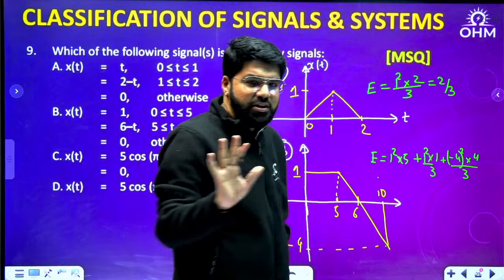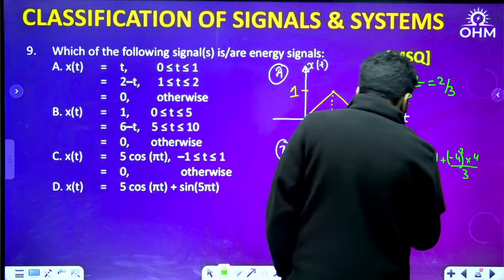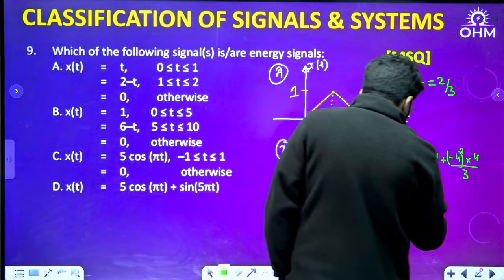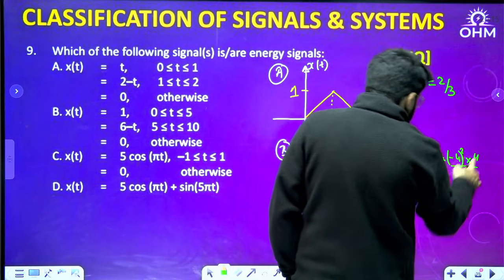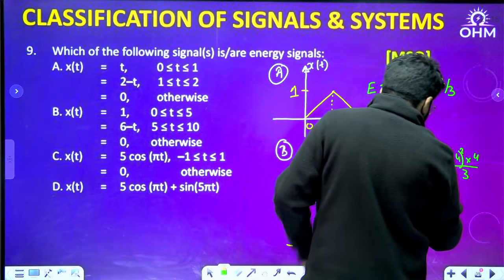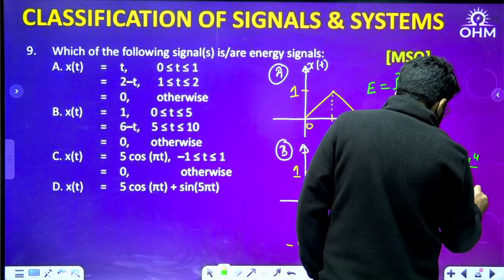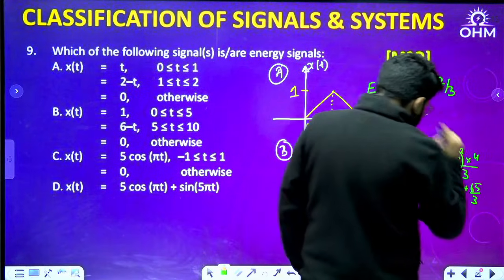Anyway, it is finite energy, but how much is that finite energy? I'm just trying to calculate. 5 plus 1 by 3, plus 4 square into 4, which is 4 cube, 64 by 3. So the answer is 5 plus 65 divided by 3.